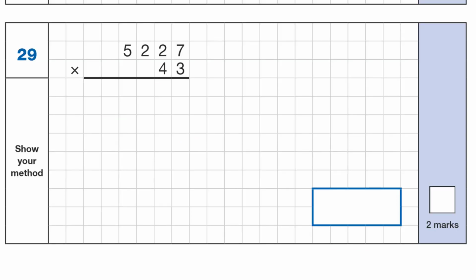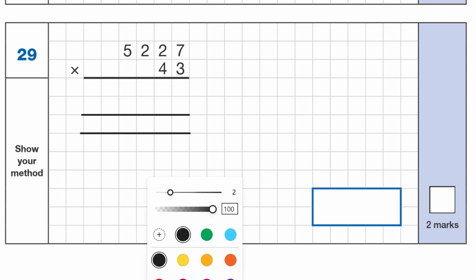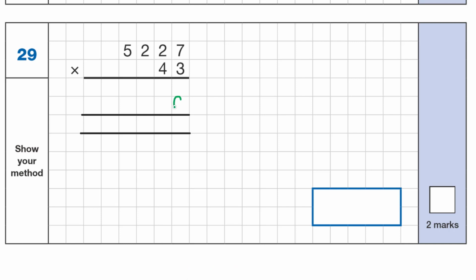29 is another long multiplication. So this paper has got quite a lot of duplicates of skills. So remember, as earlier I said I like to put in my answer lines first. I didn't do this in the previous question, but what I do like to do is just put my 0 in at the beginning so I don't forget to use my placeholder. Okay, so we're first going to multiply everything by the 3. So 7 times 3 is 21. 2 times 3 is 6, plus your 2 is 8. And then I'm going to cross that 2 out. 2 times 3 is 6. And 5 times 3 is 15.